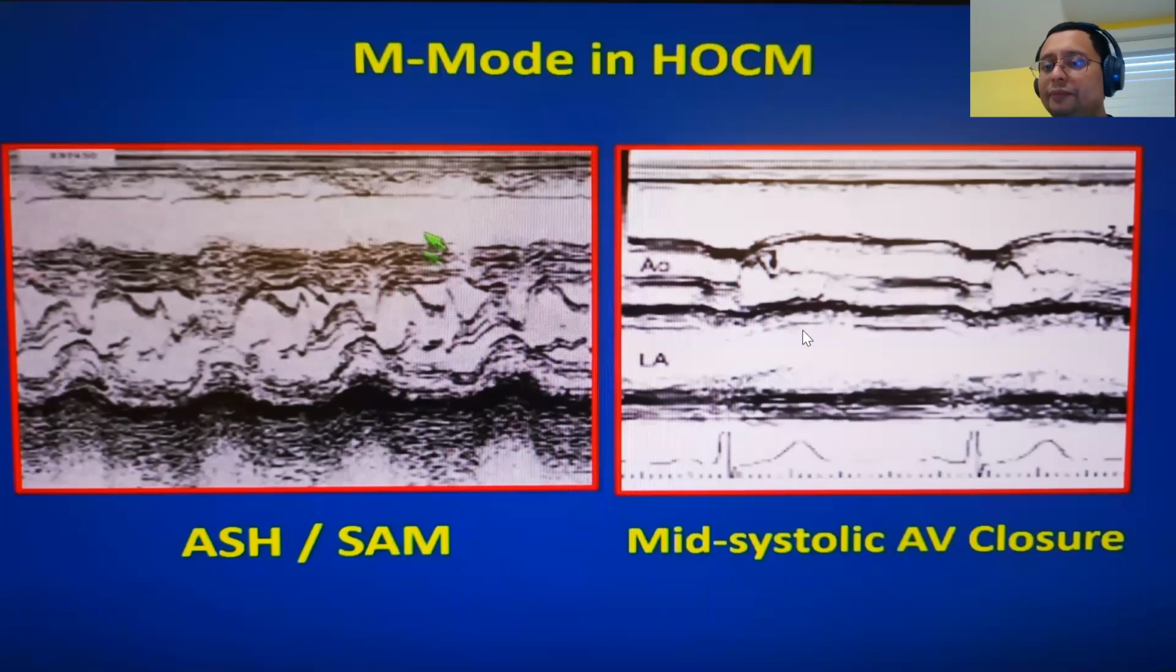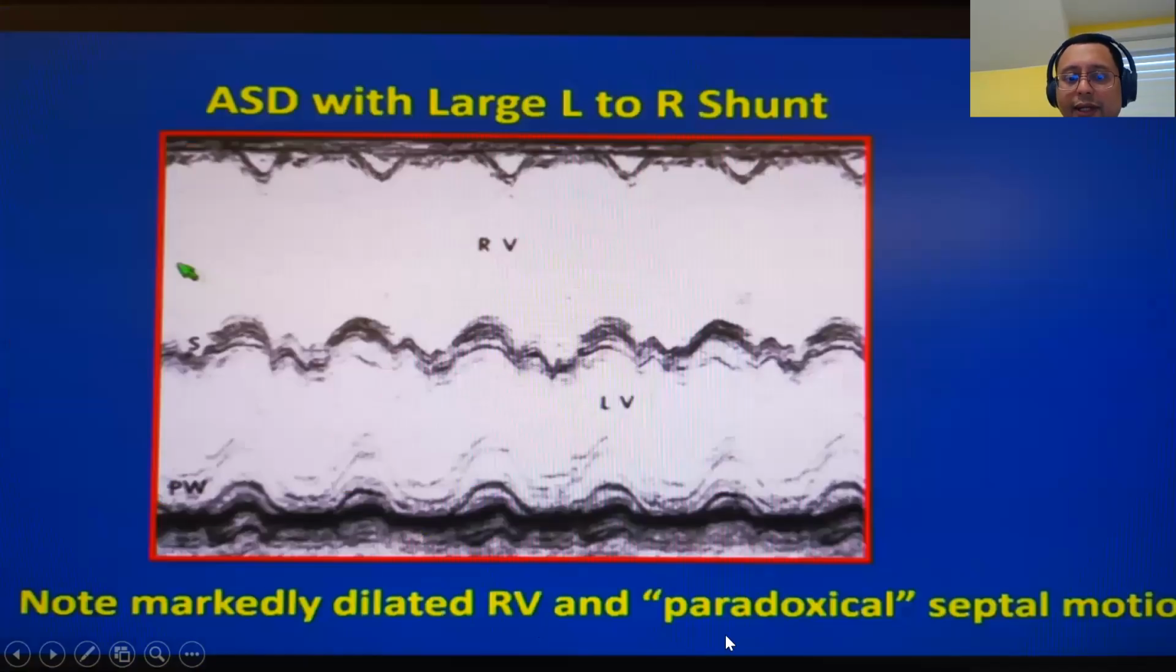The other thing is, whenever you have subaortic obstruction, sometimes you can see fluttering of the aortic valve in the M mode. Whenever you see fluttering of the aortic valve, it is never obstruction at the aortic valve itself. Remember that an aortic leaflet that is calcified cannot flutter. If the aortic valve flutters, it means the obstruction is below the aortic valve leaflet. So that is SAM there, and there's a mid-systolic AV closure of hypertrophic obstructive cardiomyopathy.